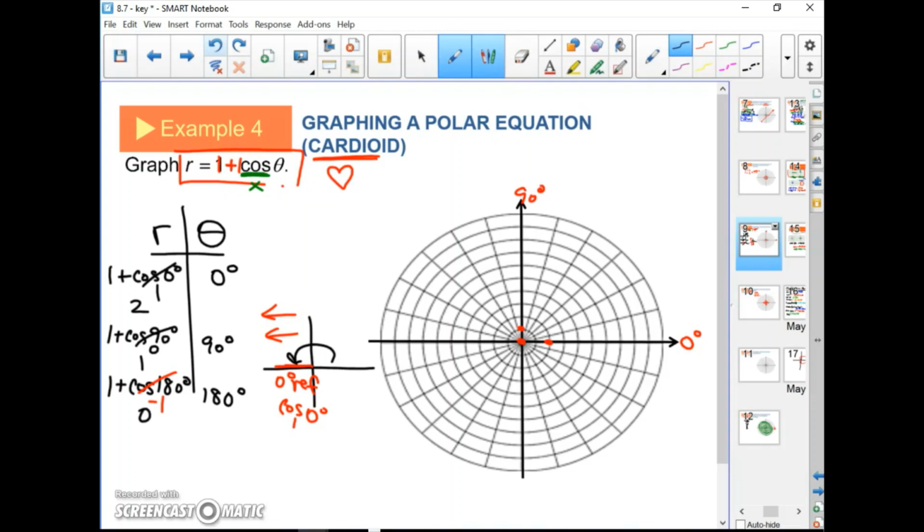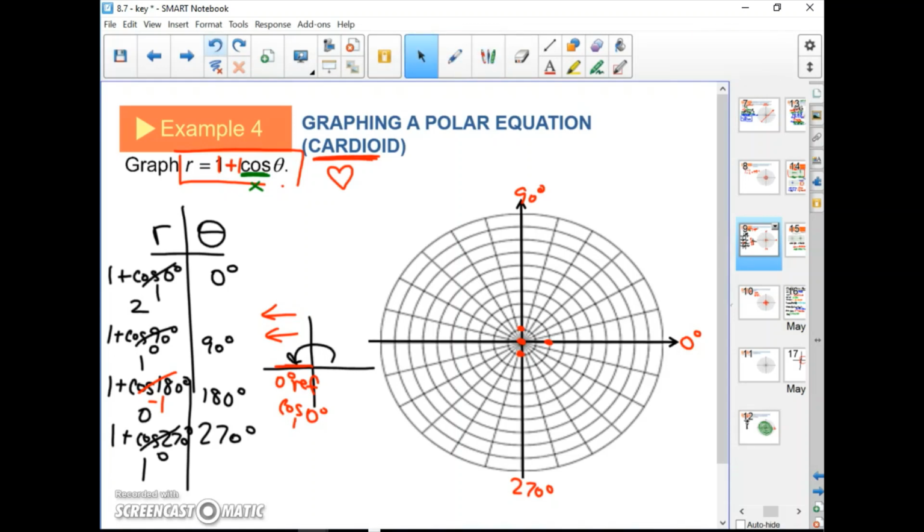And so then maybe I do another point, maybe I do 270 degrees. 1 plus cosine 270. Cosine 270 is 0, 1 plus 0 is 1. I've got the point (1, 270). So go in that 270 direction, go down 1. Maybe that's enough dots, especially if you know what a cardioid looks like. It's going to look something like this. Okay? So you look at that graph, and it definitely looks like a heart. You can see why they call it a cardioid.